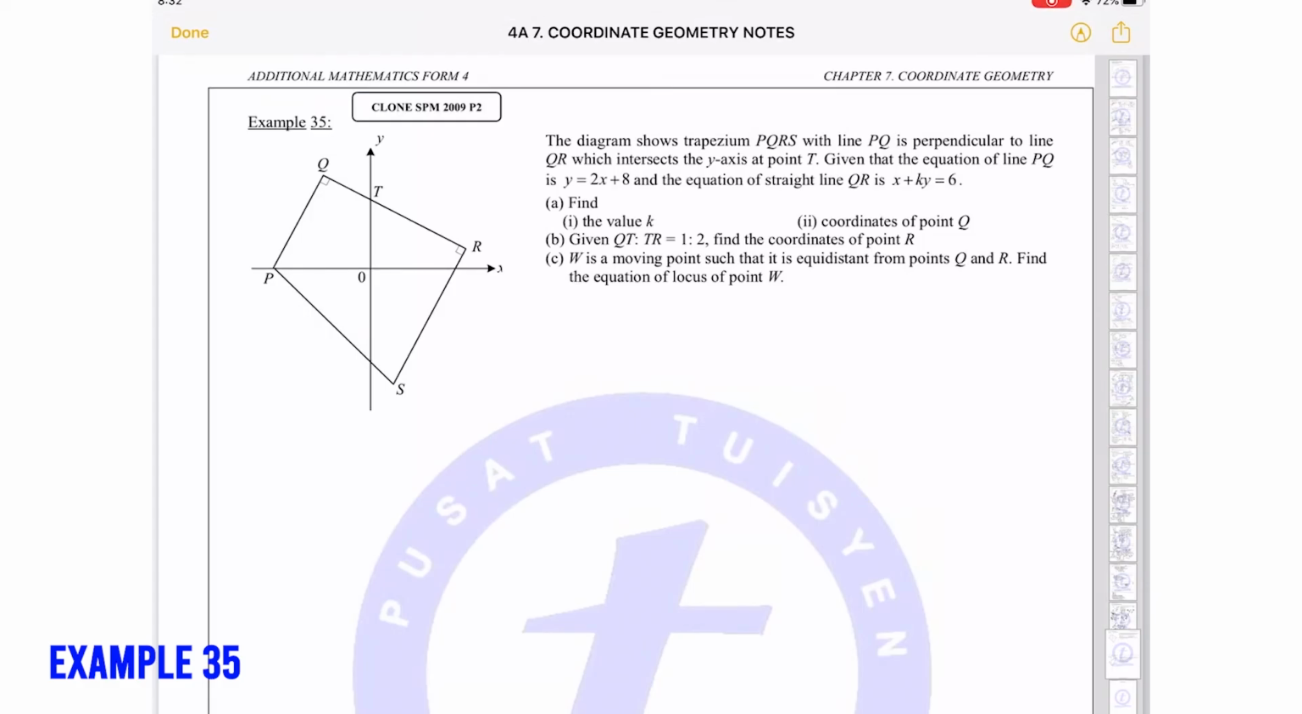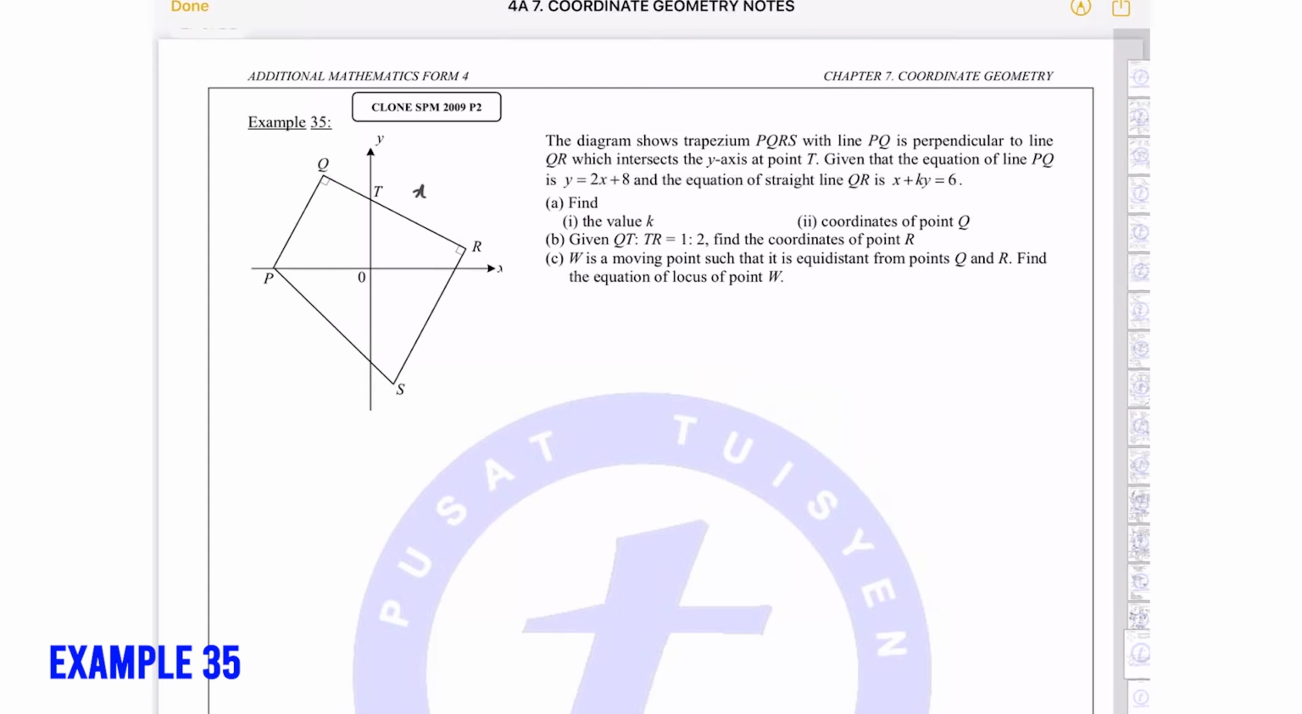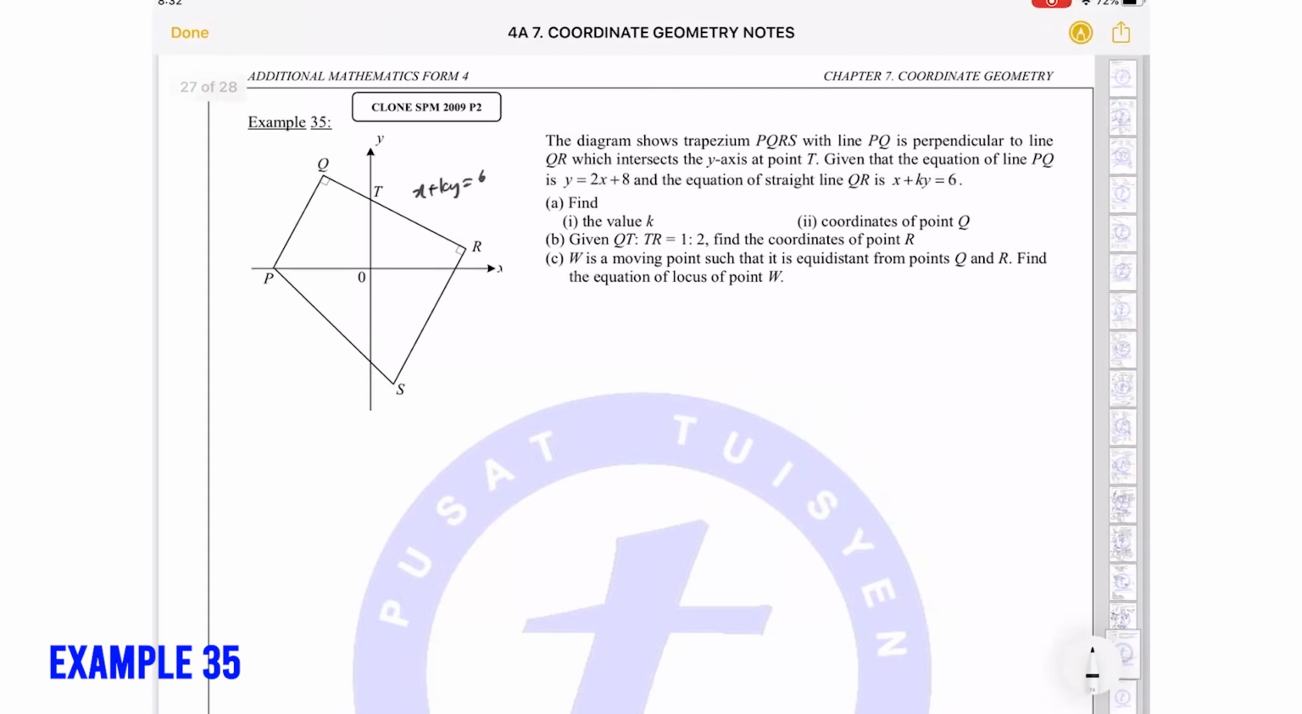Okay, example 35. So here we have a trapezium PQRS with line PQ perpendicular to line QR, which intersects the y-axis at point T. Given the equation of PQ is y equals 2x plus 8. And the equation of QR is also given, but in terms of an unknown: x plus ky equals 6. So we know they are perpendicular, right? You're supposed to find the value of k.